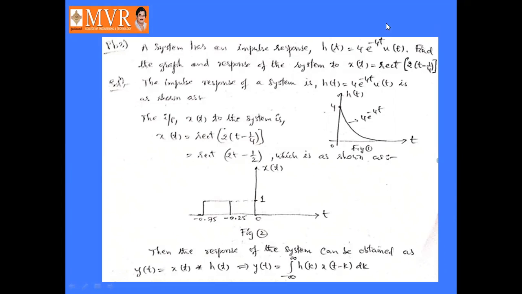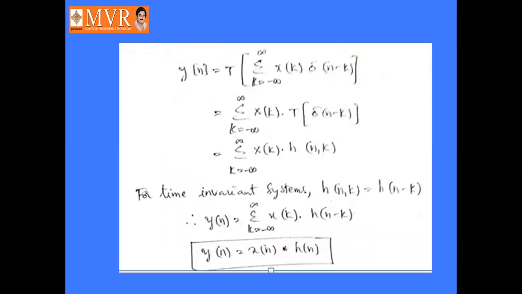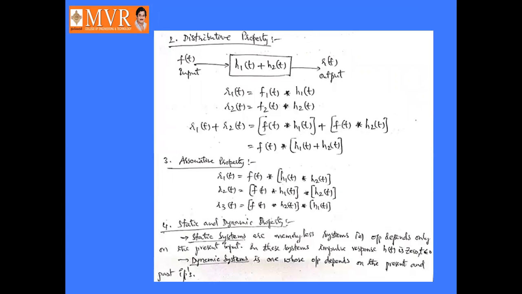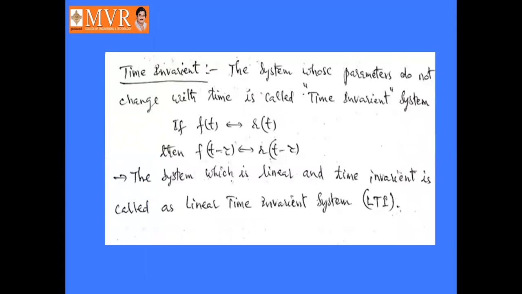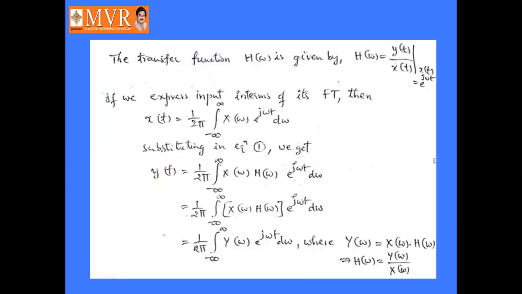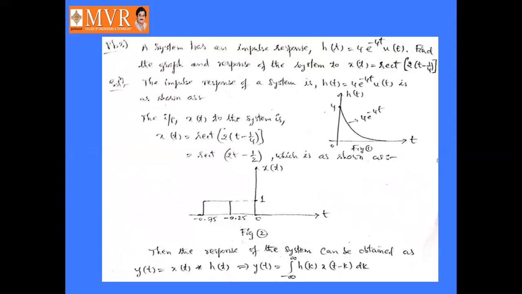Okay, in the last class we discussed linear systems. What is a linear system? Properties of linear systems, right? Impulse response, transfer function of an LTI system, linear time invariant system, its properties, etc. And we are also doing some problems. Already we have done one or two problems. We continue the problems.